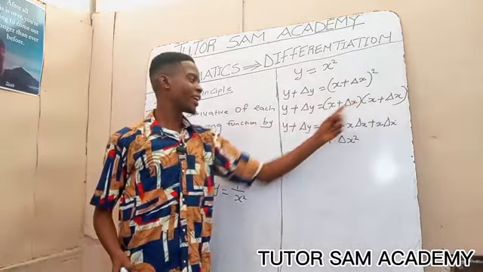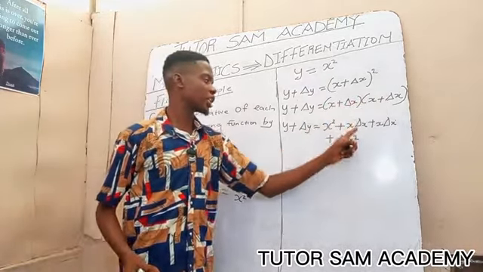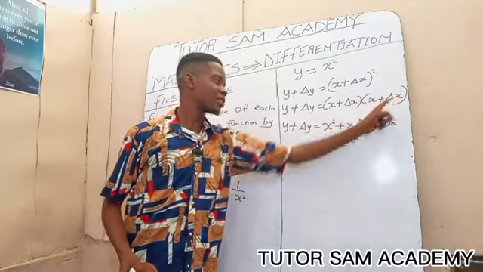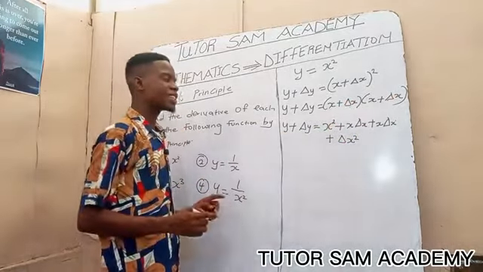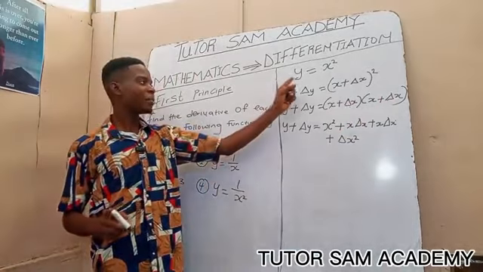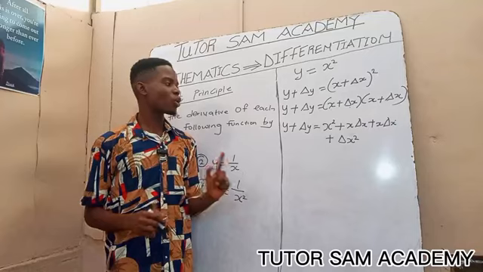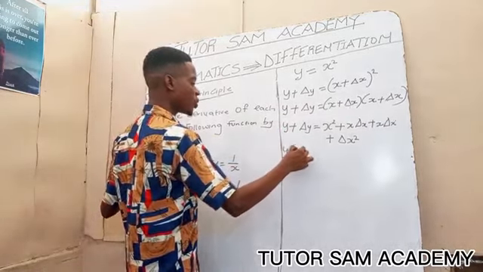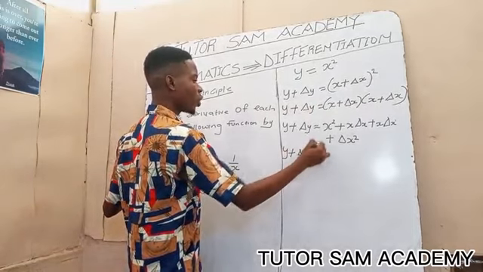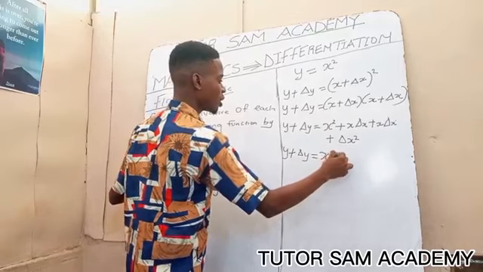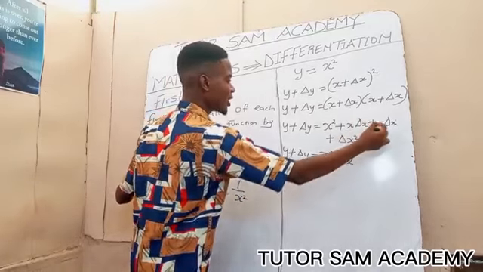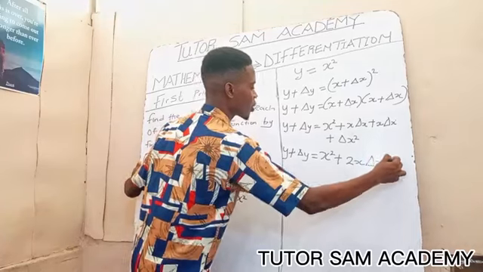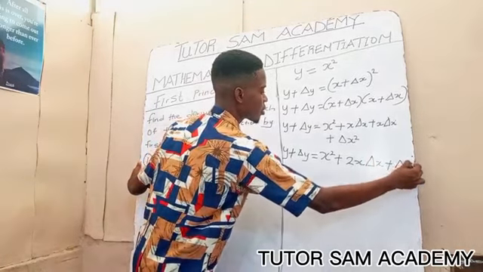So x multiplied by x gives us x squared. x multiplied by change in x gives us x change in x. Change in x multiplied by x gives us x change in x. Then change in x multiplied by change in x gives us change in x squared. That is the second step. The first step, let there be an increase on both sides. The second step, you expand this. Now let's complete the expansion. y plus change in y is equal to x squared plus 2x change in x plus change in x squared.